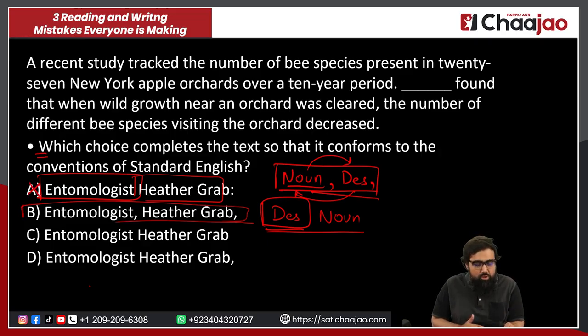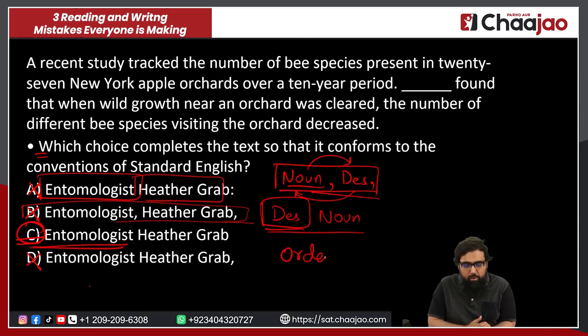It is obviously not option A, it is surely not option B, and it's not option D. It has to be option C that has no commas over here. This is one thing that you have to remember. So order is very important for descriptions.